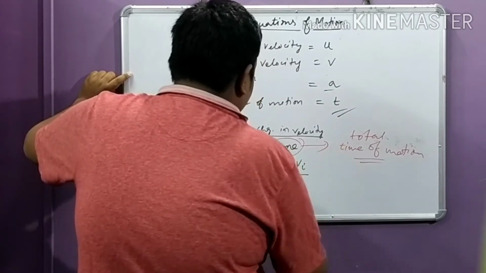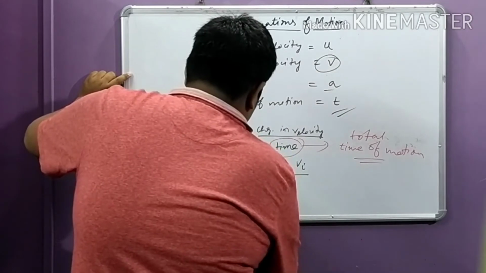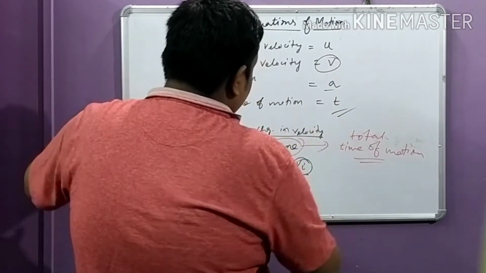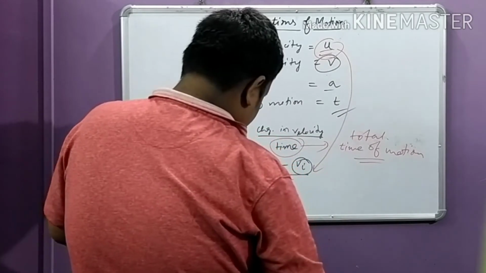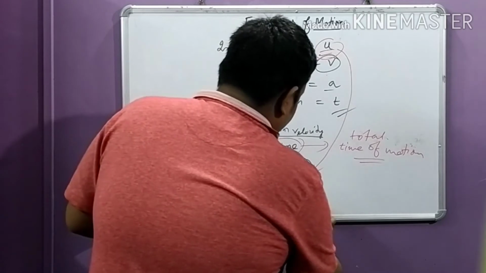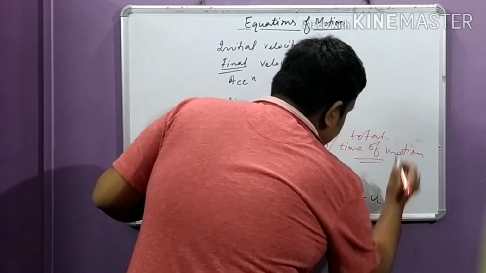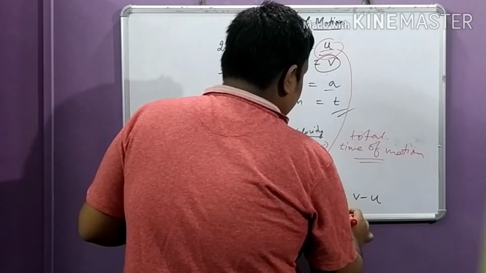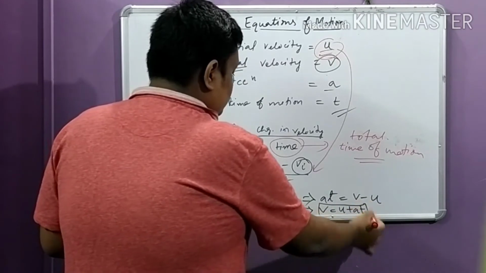Now the final velocity we have taken here is v. So a equals v minus the initial velocity, which we have already taken as u, divided by t. Or from here you can write at equal to v minus u, or from here, v equal to u plus at. So this is the first equation of motion.